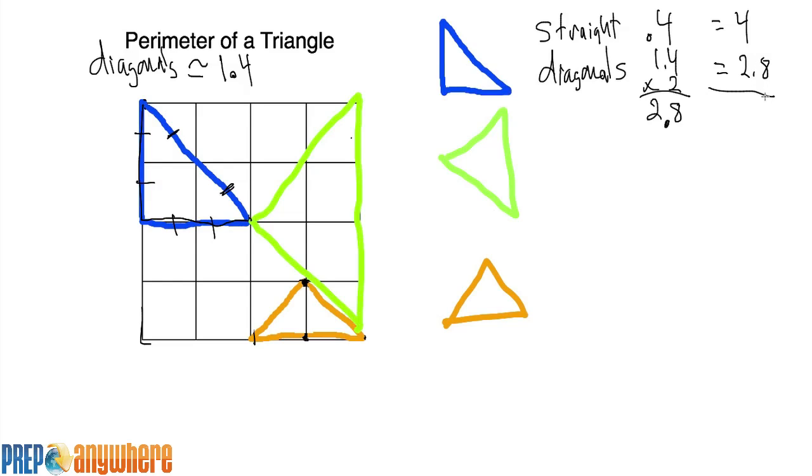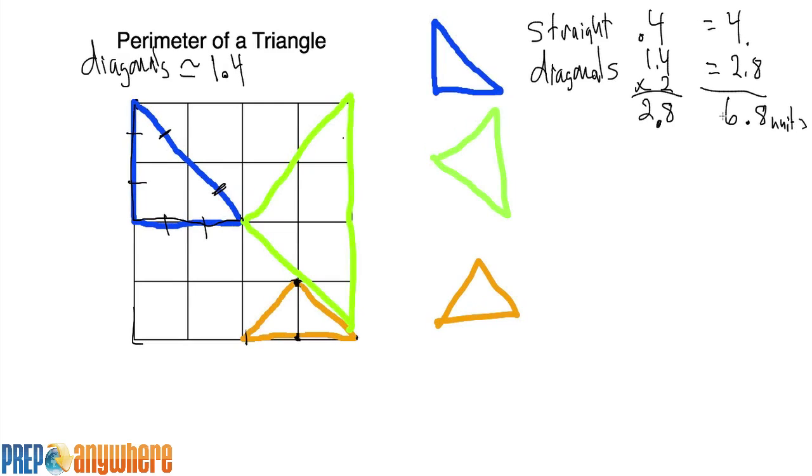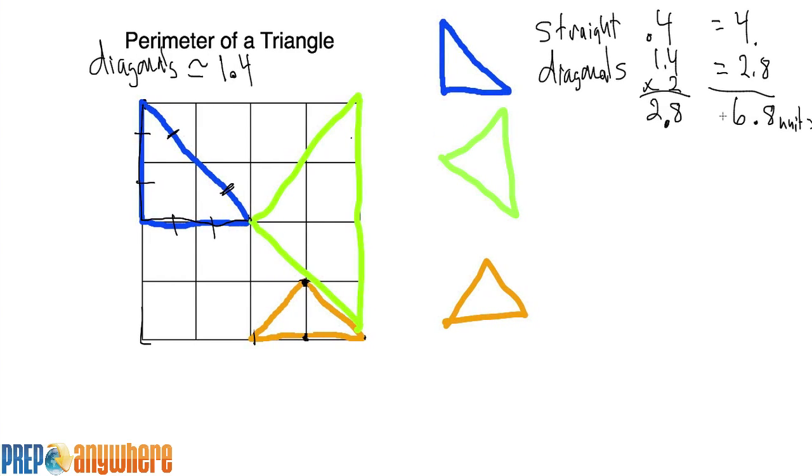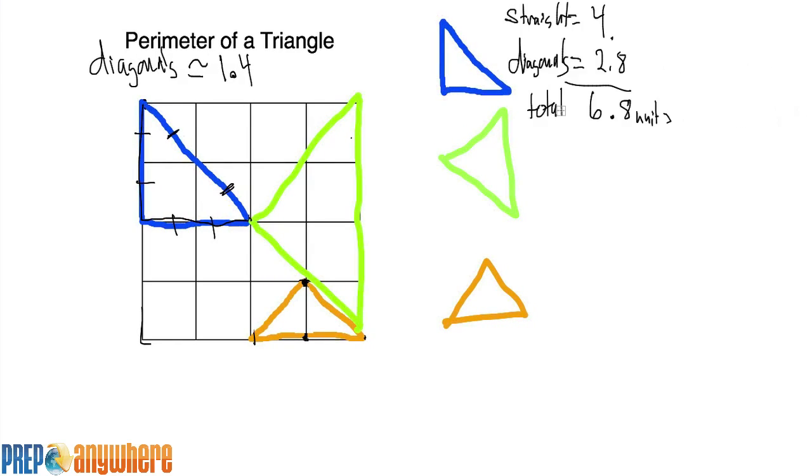To find the total perimeter, I have to add these two together. And I'm going to get, lining up my decimals, nothing plus 8 is 8. My decimal goes there, and 4 plus 2 is 6. So here, my perimeter of this blue triangle is 6.8 units. Okay? Let's clear this up a little bit. Written this as the straight part plus the diagonal part equals the total. So I add these two together here.